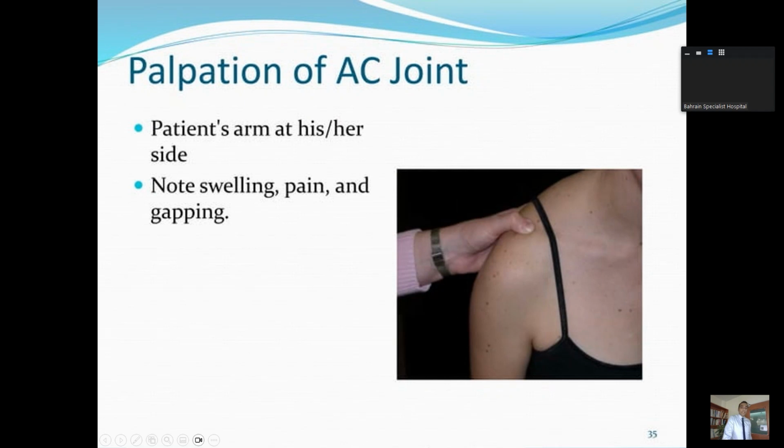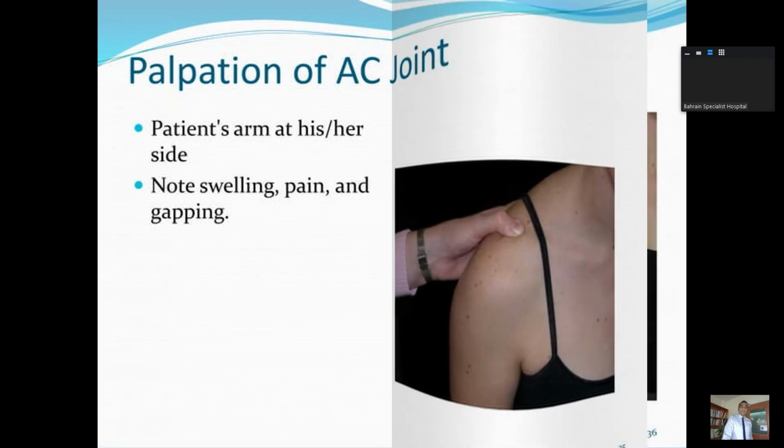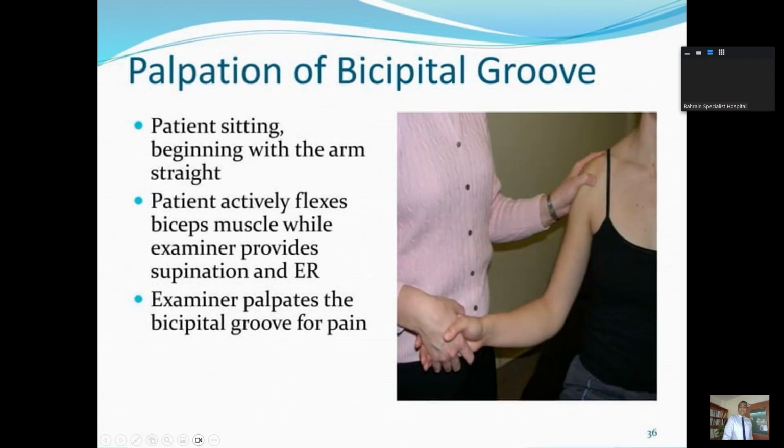So palpation of the AC joint, sometimes it is associated with degeneration of the acromioclavicular joint. Bicipital groove palpation, tenderness will be associated if there is a bicipital tendonitis, and also in cases of SLAP tear. A SLAP tear is one where the attachment of the biceps is torn. So the attachment of biceps at the supraglenoid tubercle, if that is torn, it is called the SLAP tear. That is superior labrum anteroposterior tear.